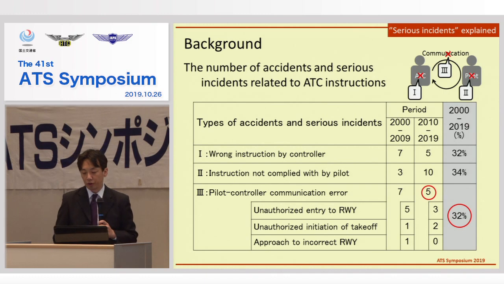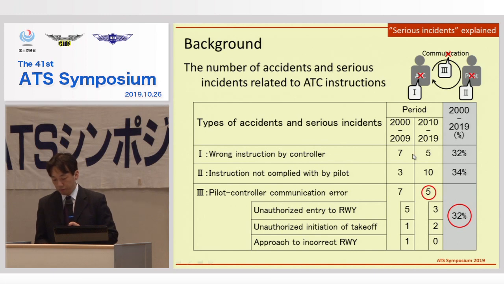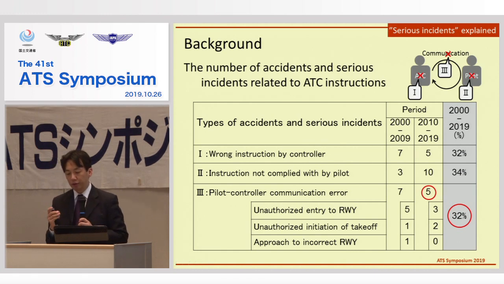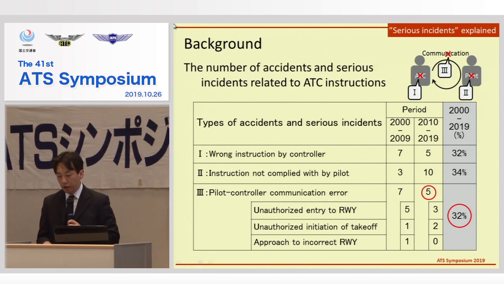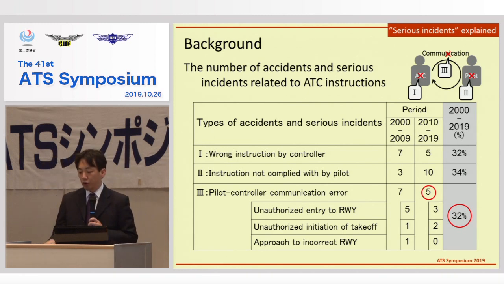3 were unauthorized entries to the runway and 2 were unauthorized takeoffs. And actually, about 3/4 of all ATC-related accidents and incidents, here about I think 38 accidents or serious incidents in the last 20 years, were classified into runway incursions.